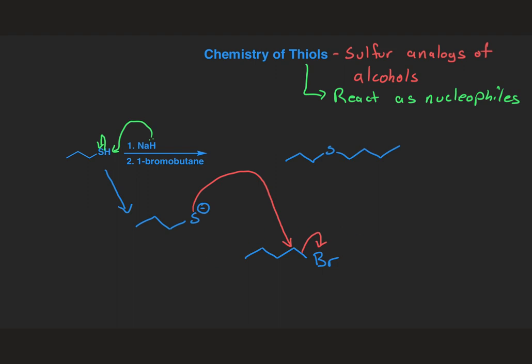It's worth noting that this reaction would probably take place even without sodium hydride, that thiols are great nucleophiles, and so we might expect that a thiol without sodium hydride would directly attack that alkyl bromide to produce the same thioether or sulfide.